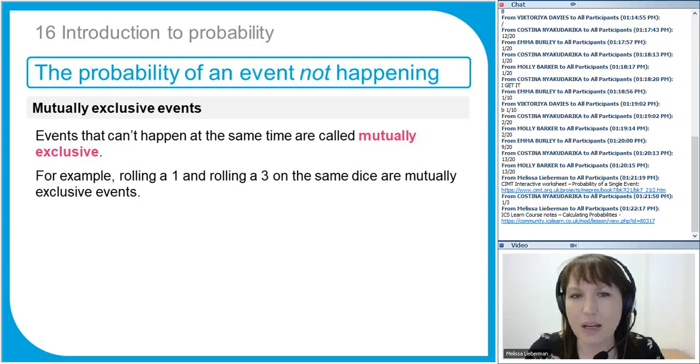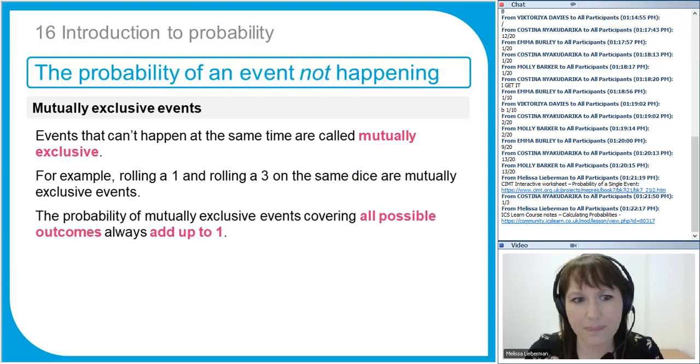So for example, rolling a 1 and rolling a 3 on the same dice are mutually exclusive events. They can't happen at the same time, either one or the other. Now the probability of all mutually exclusive events covering all possible outcomes always add up to 1. So if we take the example again of rolling a dice, we've got 6 numbers. Probability of getting a 1 is 1/6, probability of getting a 2 is 1/6, probability of getting a 3 is 1/6, 4, 5, all of them is probability of 1/6, and when we add them all together we get 1, because it's going to be one of the numbers.